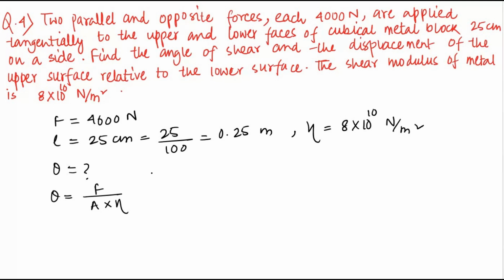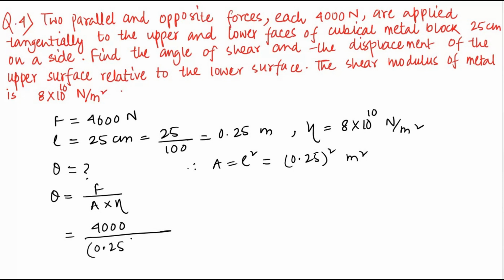So first we have to calculate A. So A means area means L square. So area would be 0.25 whole square meter square. Now just put the value in this equation. So force is 4000 divided by area is 0.25 whole square into eta, which is 8 into 10 to the power 10. And after calculating this, it would be 8 into 10 to the power minus 7 radian.